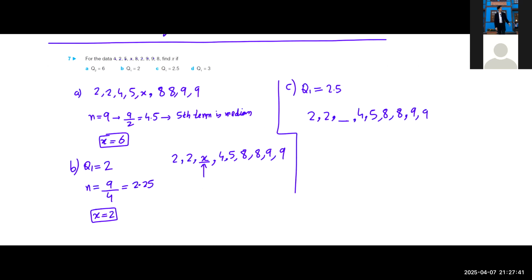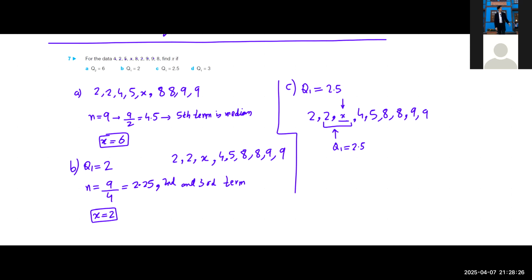Actually, I kind of made a small mistake here. Since this is 2.25, the lower quartile will be the average of the second and third term. That is why if we put a 2 here, the average is going to be 2. So that makes the lower quartile 2. Now the question is, what do we need to put in this place for the average of these two guys to be 2.5? Because that's what the lower quartile is going to be. What do you think? What value can x be for the average of these two guys to become 2.5?